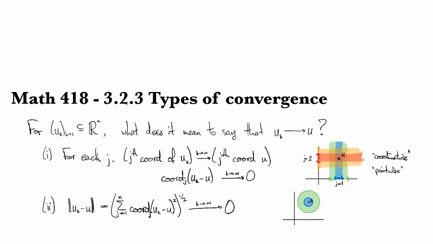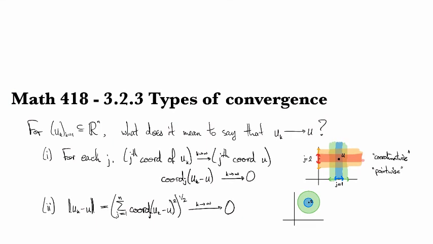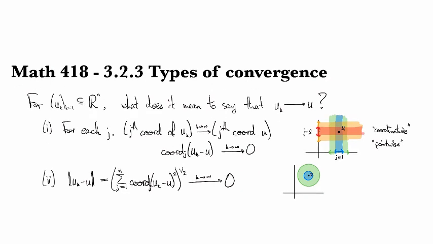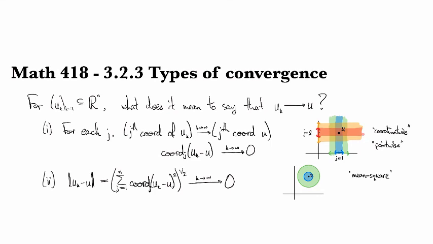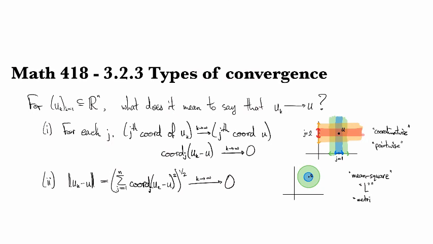So can I ensure that UK is within epsilon distance of U for all the terms after some point in the sequence? Okay. Then that's another definition, and this is referred to as mean square convergence, or convergence in L2, or convergence in metric or distance.